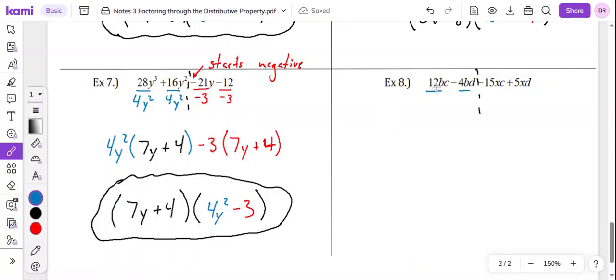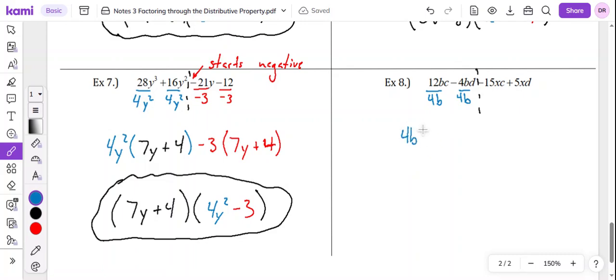Here we have 12bc minus 4bd. Yes, there are a lot of letters, but still focus on those coefficients first. We see coefficients of 12 and 4. We realize we can divide them both by 4. We also see both terms have a b. They do not both have c. They do not both have d, so that is where we'll stop with that common factor.